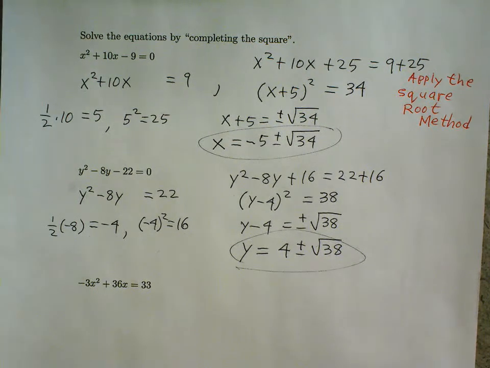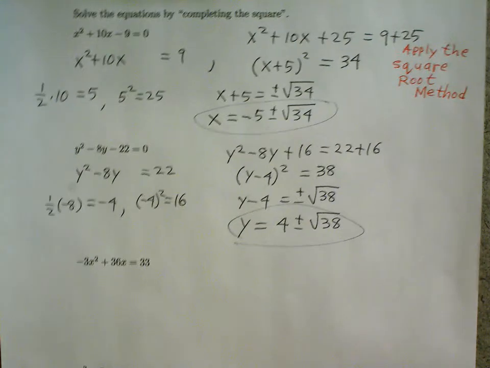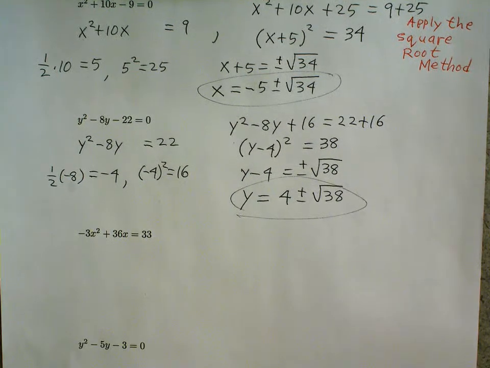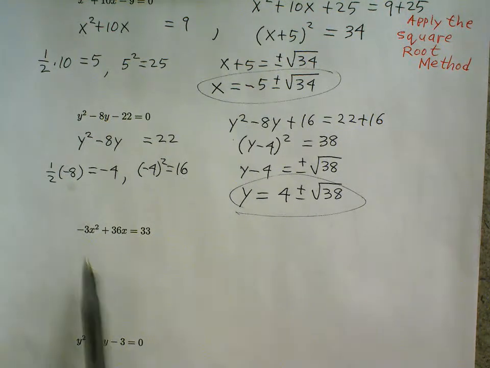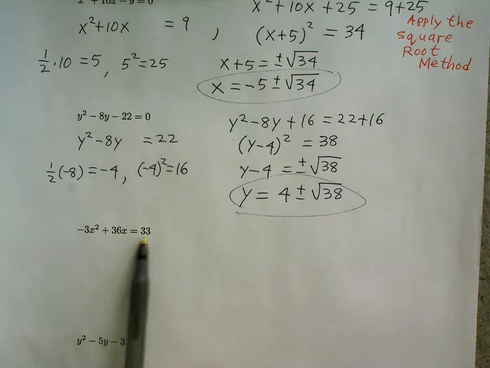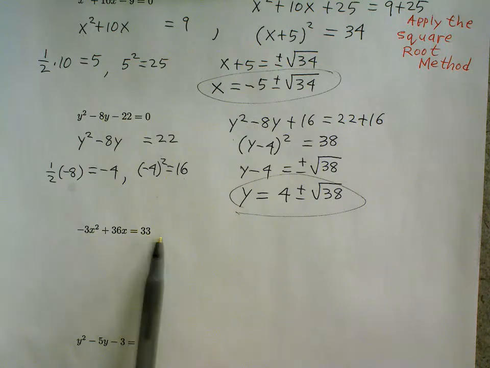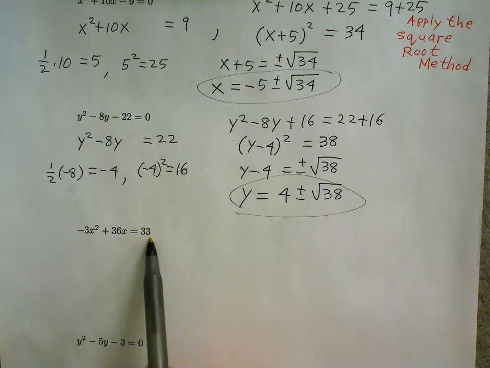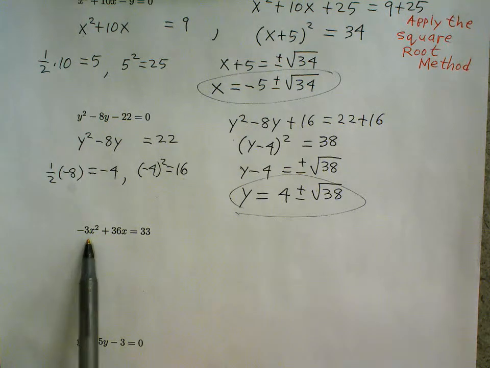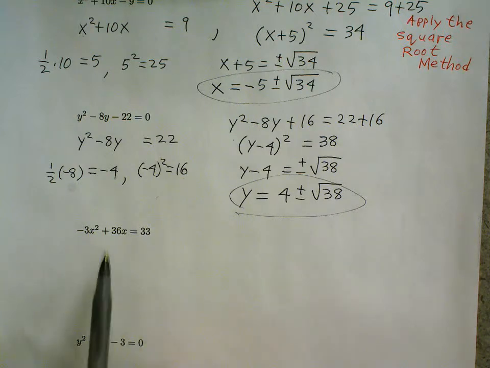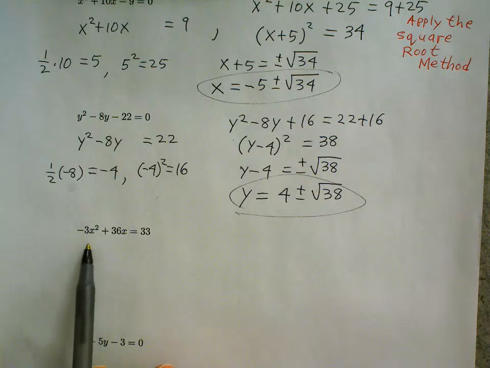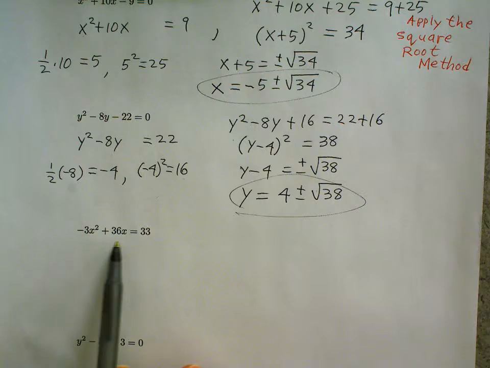In the next example, there's a little bit more going on in this one. So this one we're going to solve by completing the square. Negative 3x squared plus 36x equals 33. The constant is already on one side, but notice this time the coefficient of x squared is negative 3. So before we create a perfect square trinomial, we are going to divide every term on both sides by negative 3.